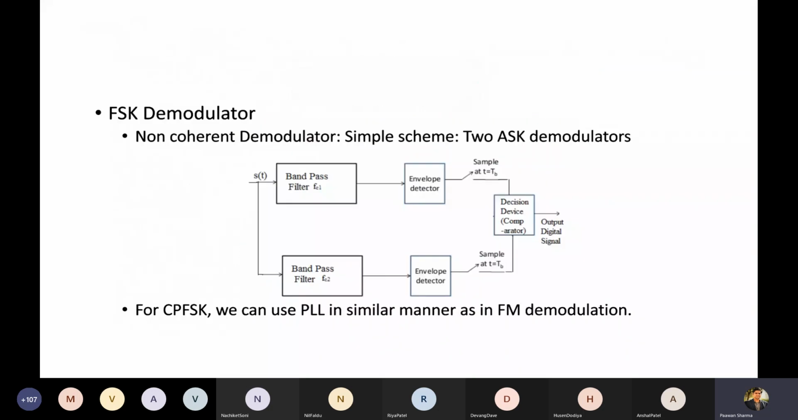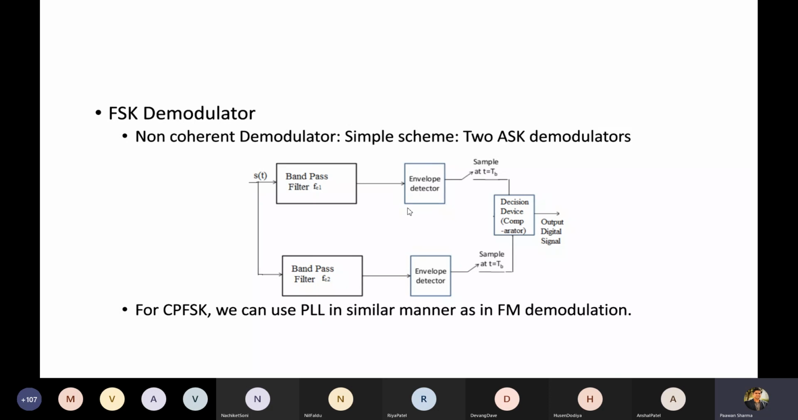Then you have the FSK demodulator. If you look at the non-coherent demodulation scheme, you have a 2 ASK demodulator. Like how we considered FSK as a superposition of 2 ASKs, similarly, in the FSK demodulator you consider a circuit having 2 ASK demodulators. Whatever input signal you receive may be the signal at FC1, FC2, FC1, FC2 based on the value of the binary bit 1 or 0. The same you are feeding to the envelope detector.